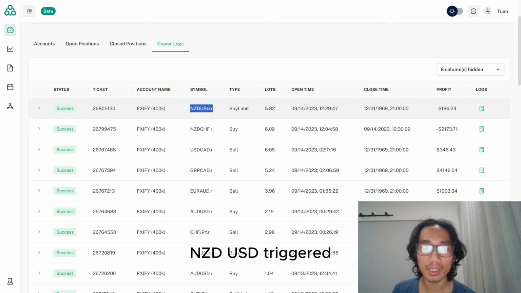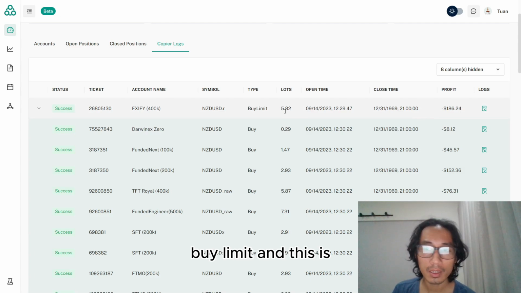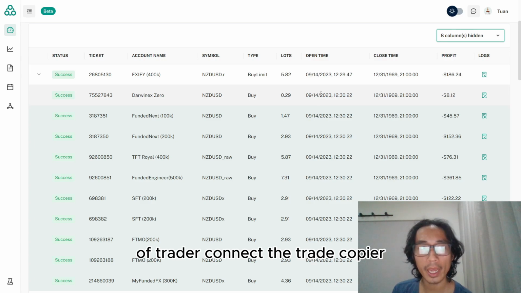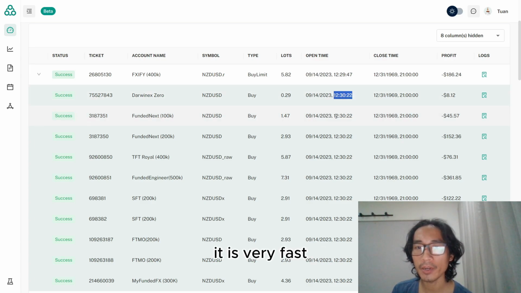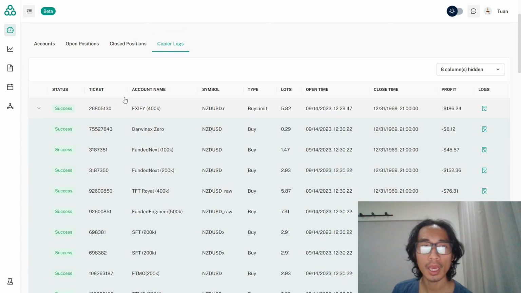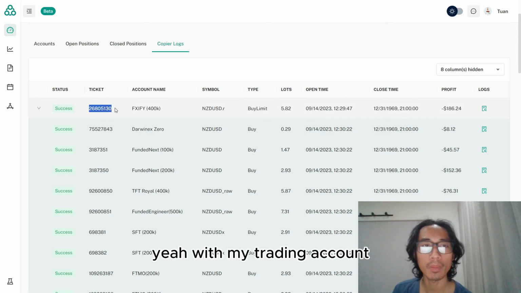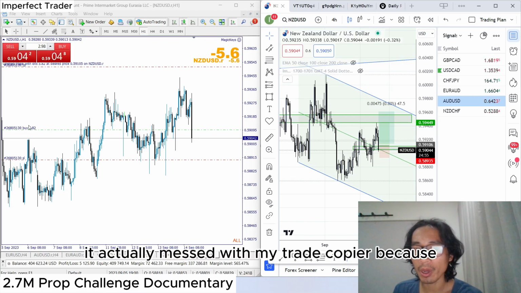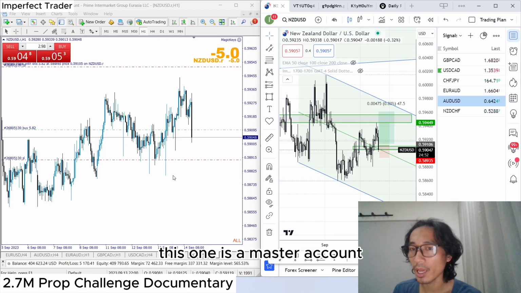So you can see the NZD USD trigger buy limit. That's the trade execution of Trader Connect, the trade copier. It is very fast. It executes at the same time to all of my trading accounts. And from the ticket ID, you can actually compare it with my trading account. Here you can see the trade number, it actually matched with my trade copier because this one is a master account.